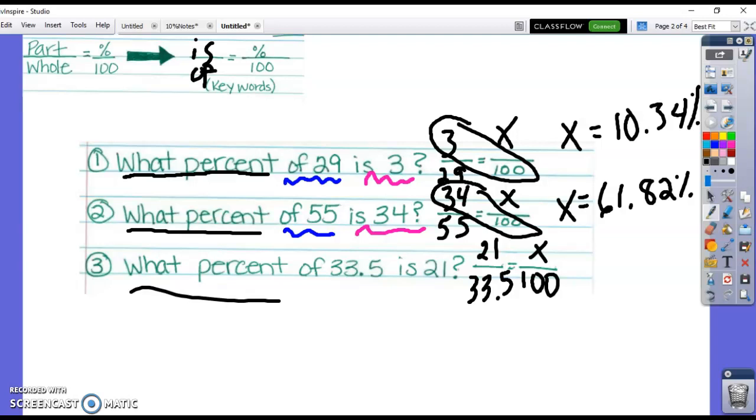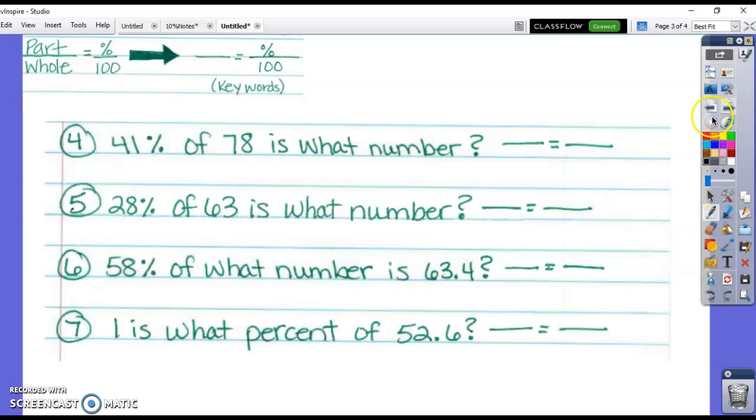I'm going to take 21 times 100, and I get 2,100, and I'm going to divide by 33.5, and I get X equals 62.69%. Don't forget your percent sign. Okay. All right, let's go on to the next group.